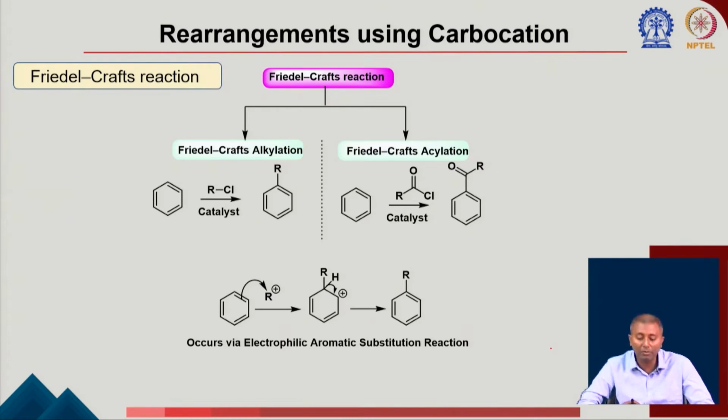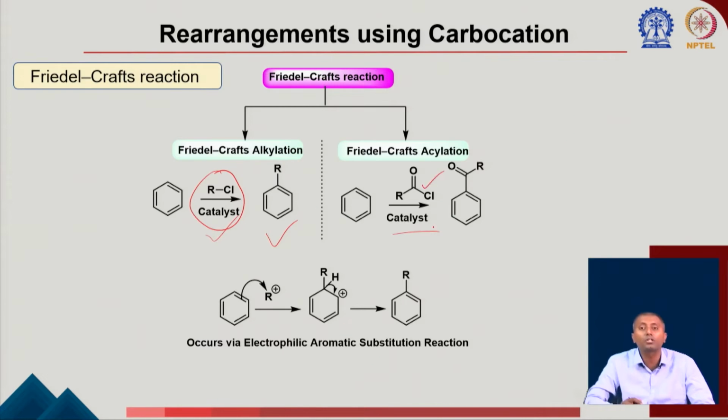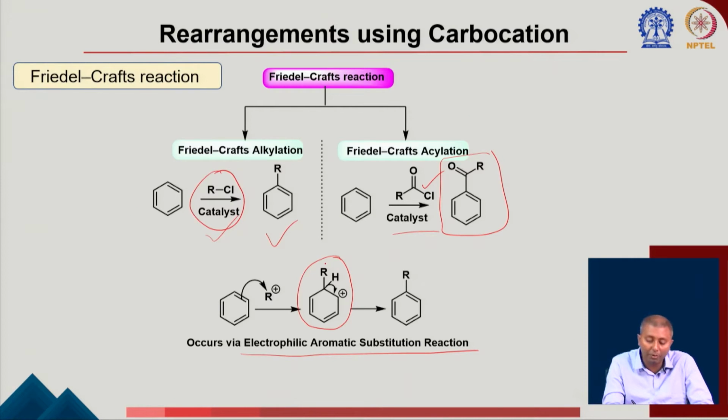Generally we are going to talk about these 2 different types of reaction, where you have an alkyl chloride and a catalyst, mostly a Lewis acid, which gives you alkylated benzenes, or an acyl chloride with some Lewis acid, which gives the corresponding acyl benzene. As I said, this reaction occurs via electrophilic aromatic substitution. We are going to talk about some of the elementary steps of this reaction, and then the formation of this important sigma complex.